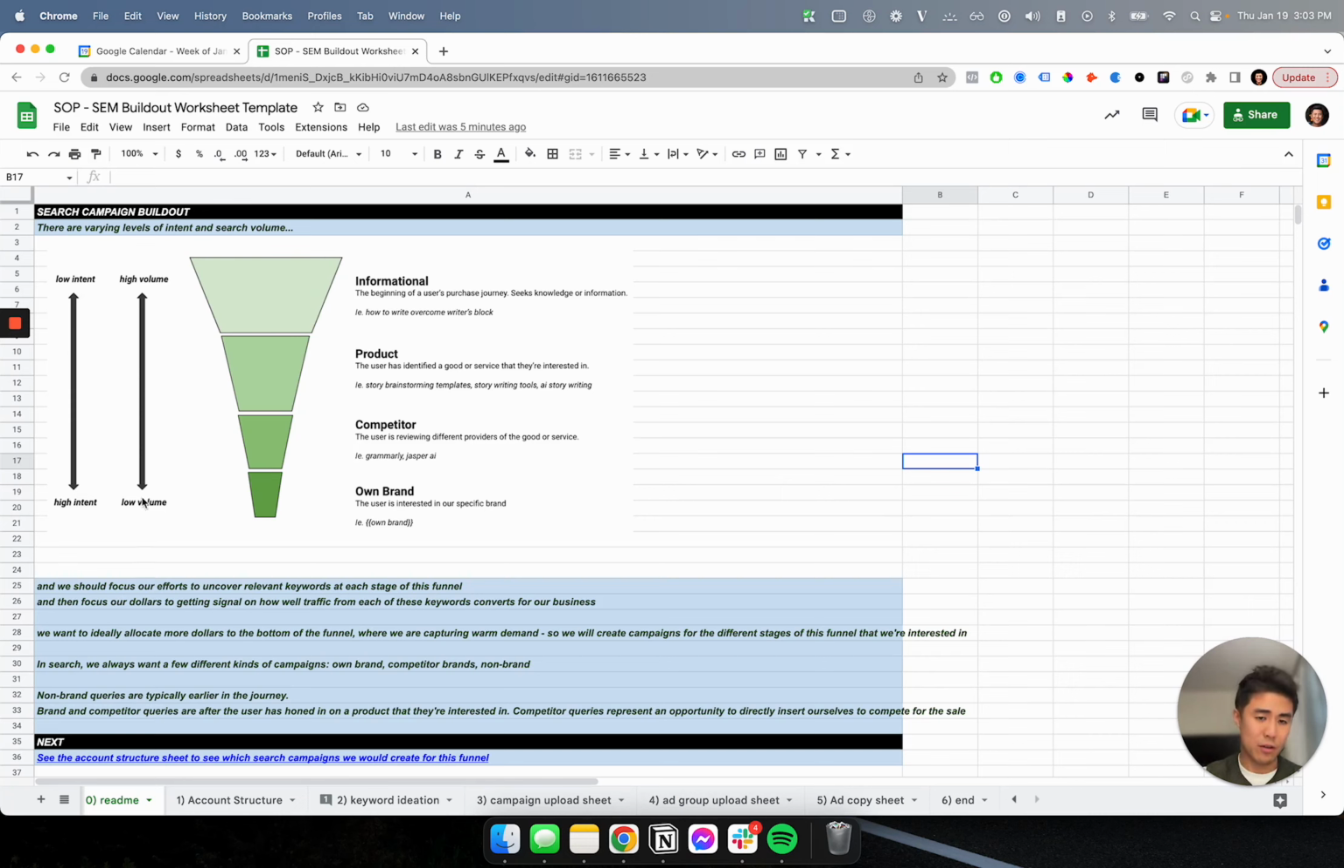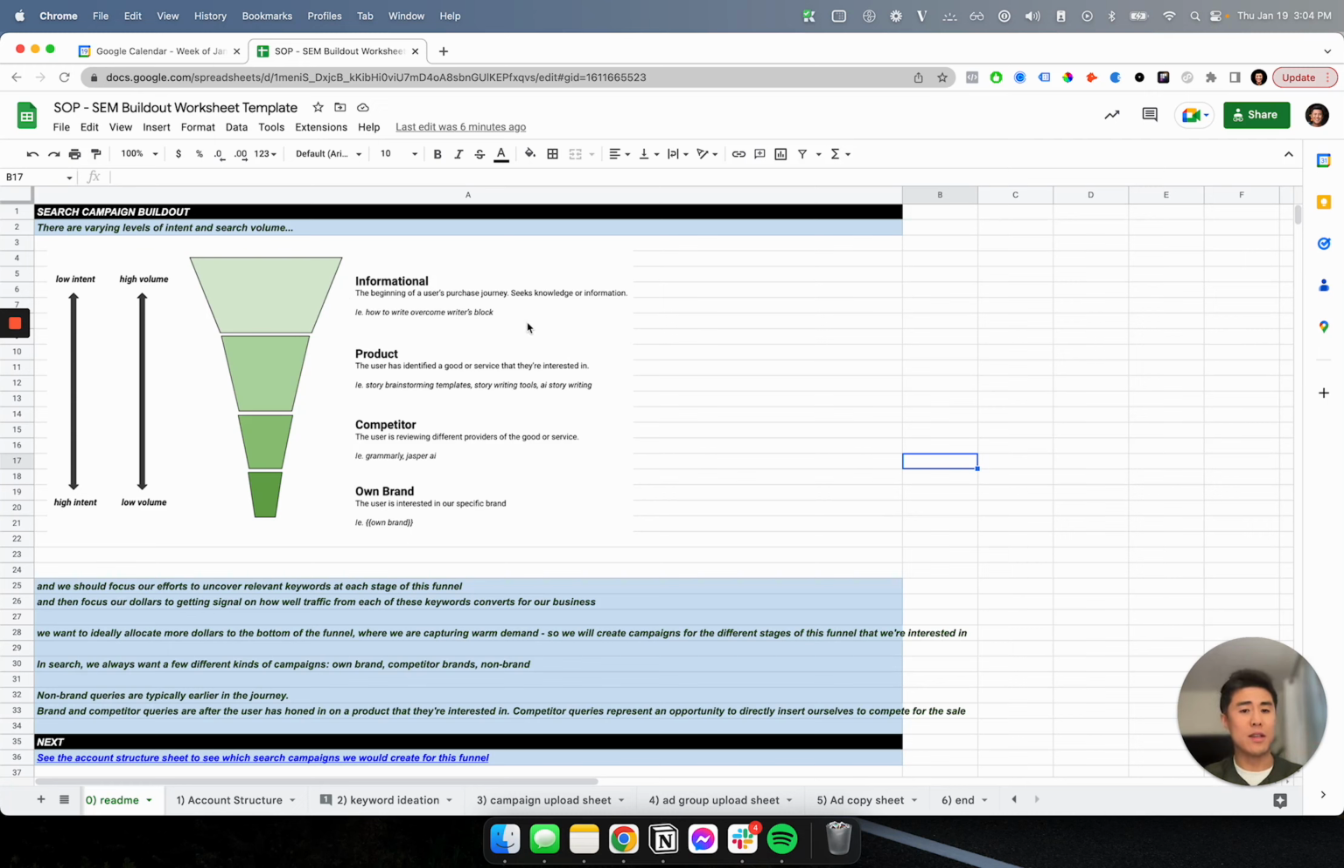As you go down the funnel, there's going to be a lot of high intent search queries, but there's going to be a lot less of those, and that's going to be more competitive because all of your competitors are also bidding on those things because they also know that there's a lot of high intent there. So this is the framework we're going to use for how to come up with a portfolio of keywords, with the top being very informational stuff.